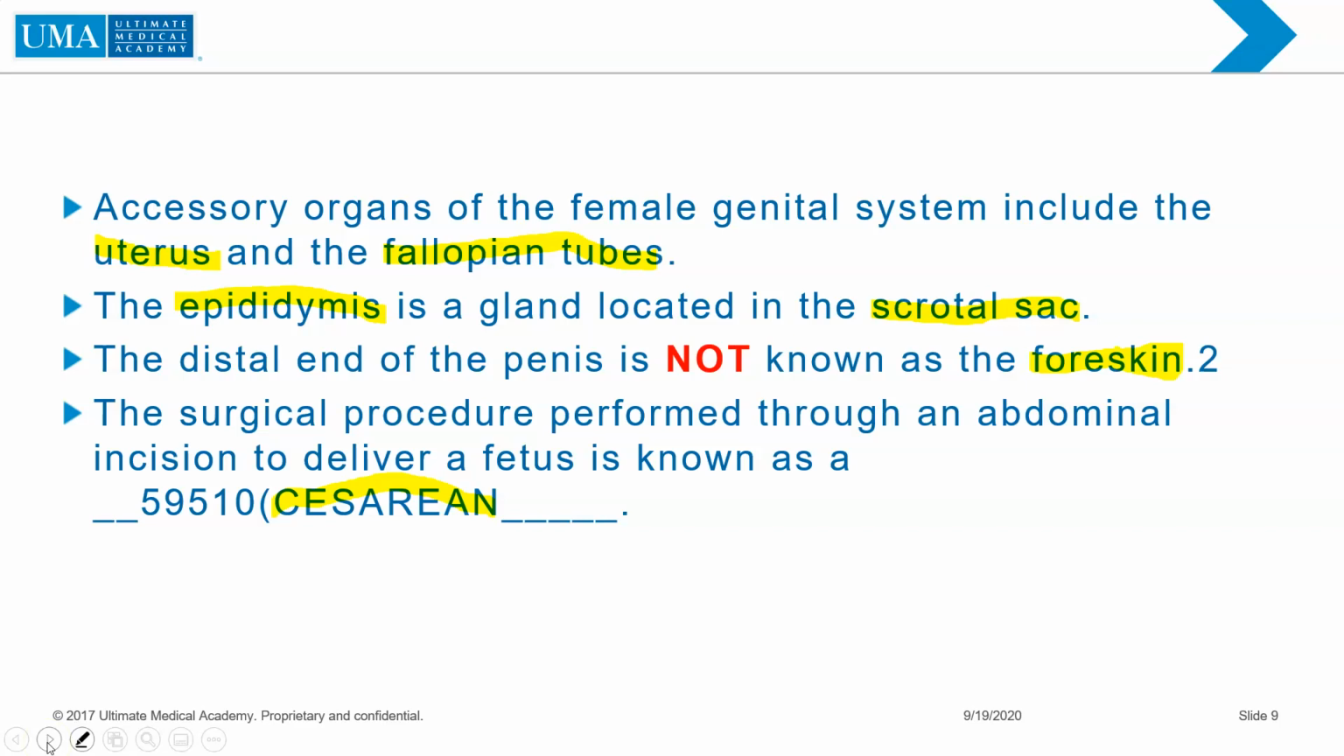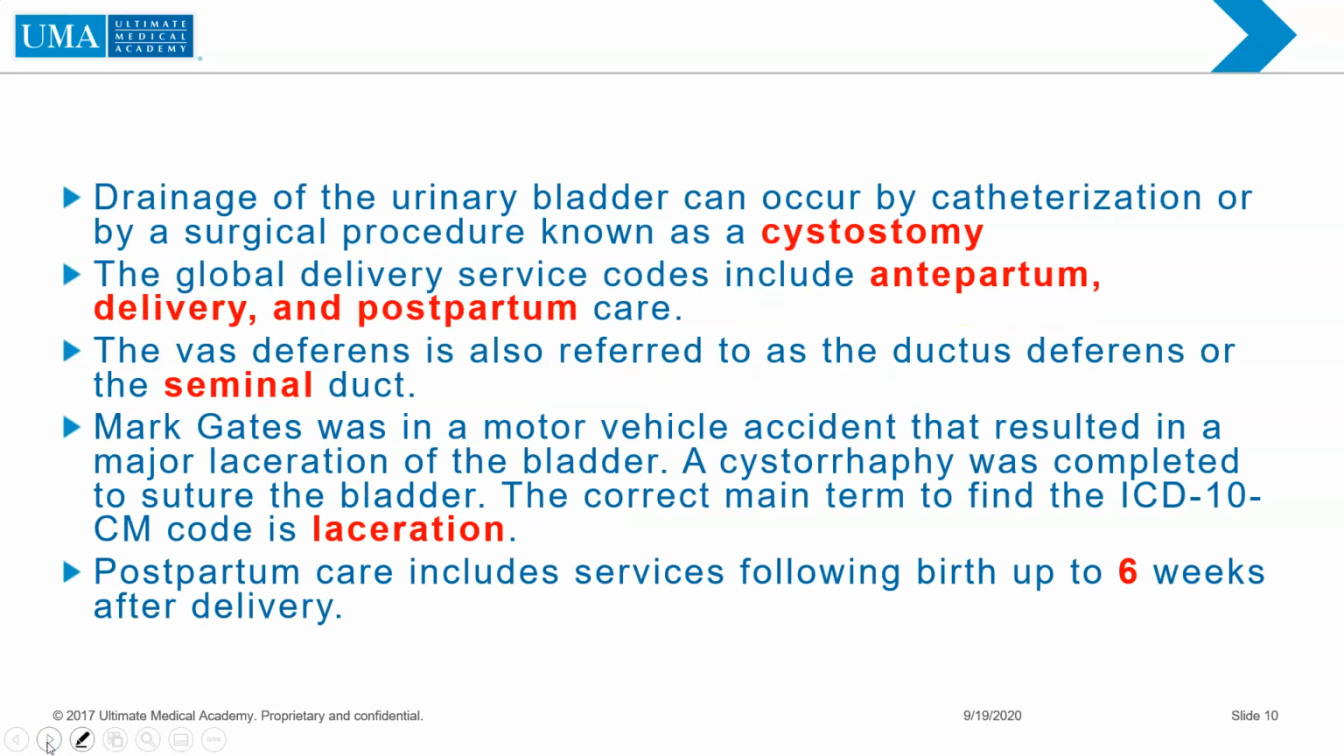I have a few more that I'd like to cover. The next one: drainage of the urinary bladder can occur by catheterization or by a surgical procedure known as cystostomy. Remember, cysto is pertaining to the urinary bladder. The suffix ostomy means it's an artificial opening, and they would create an artificial opening if they are going to have a catheter inserted. So that procedure would be called a cystostomy. They place the catheter in there so that they can drain the bladder.